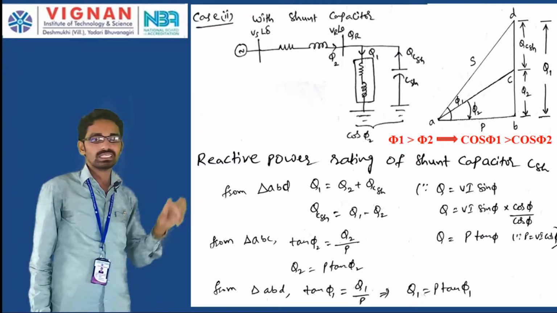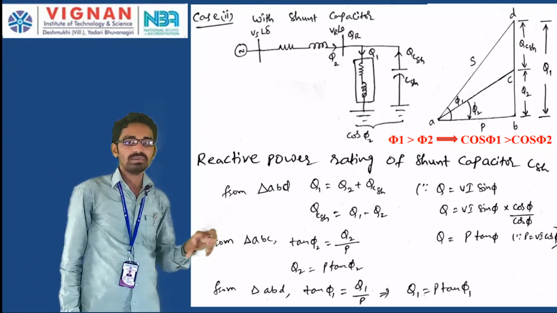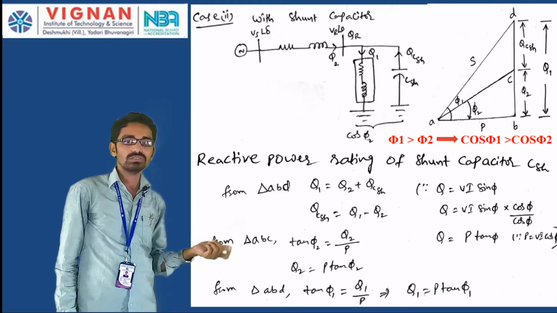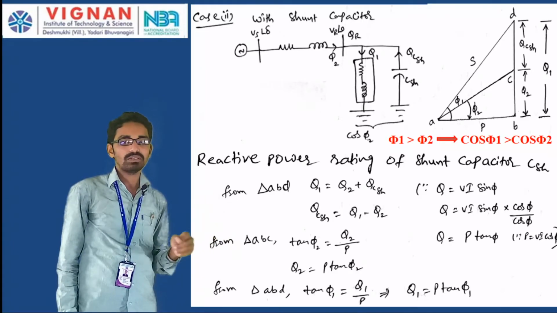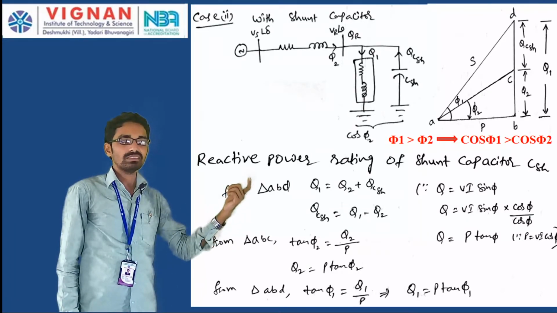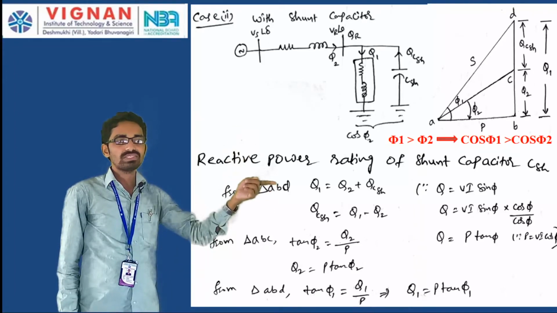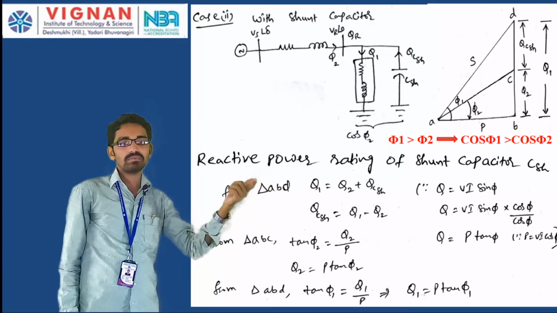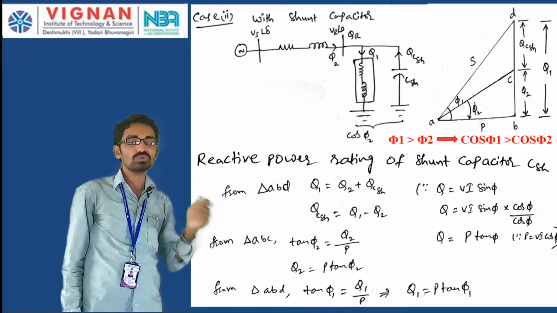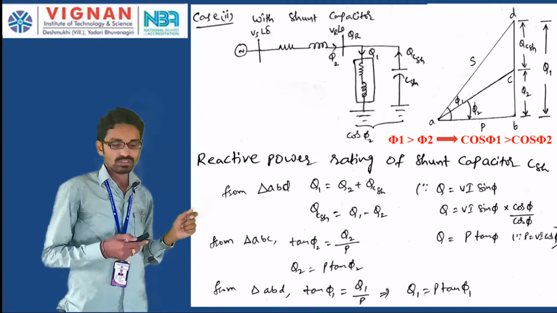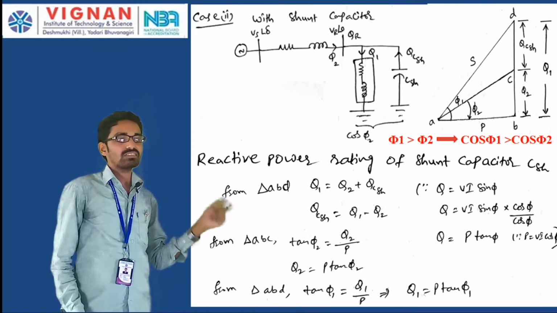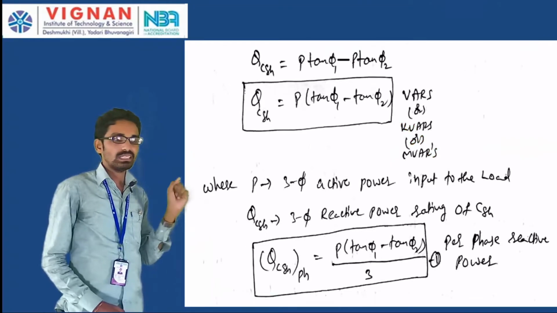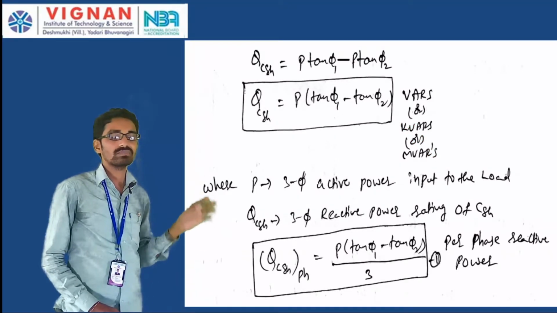So you can substitute Q1 is equal to P tan phi 1, or Q2 is equal to P tan phi 2 directly, because here only the reactive power changes, that is, only the height of the triangle changes, but there is no change in the real power. I am considering only the P here. So by connecting the shunt capacitor, there is no change in the real power, there is only a change in the reactive power, as it is only generating reactive power, there is no generation of active power, right.